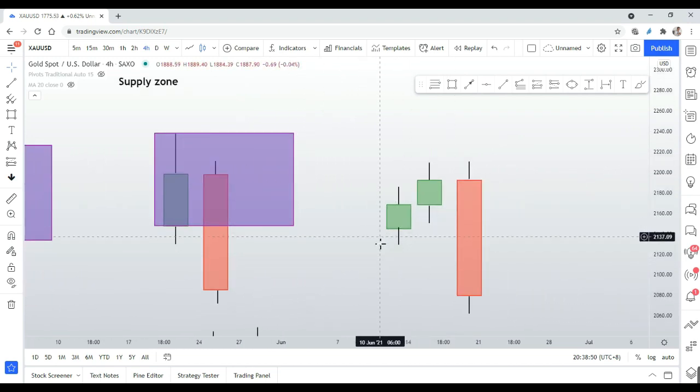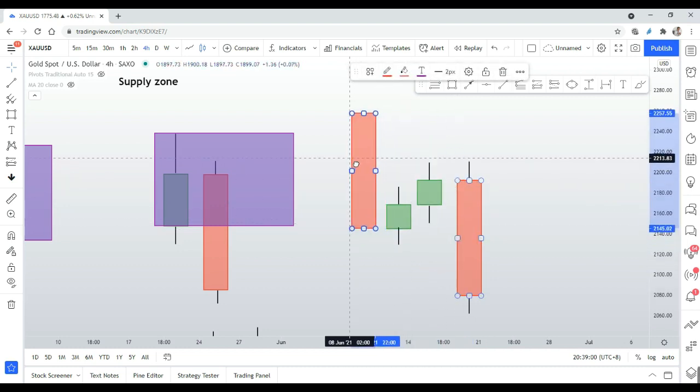My third one will be something like this. Most of you see this kind of zone very frequently. Usually it will happen something like this.